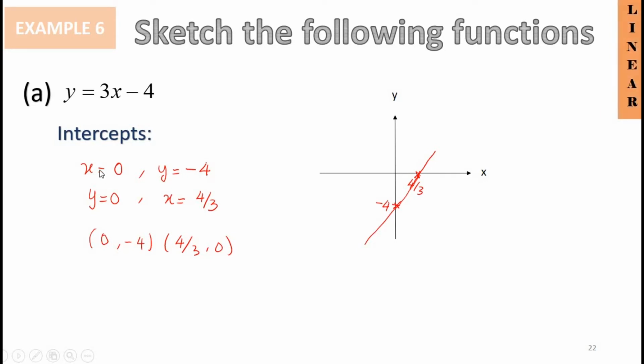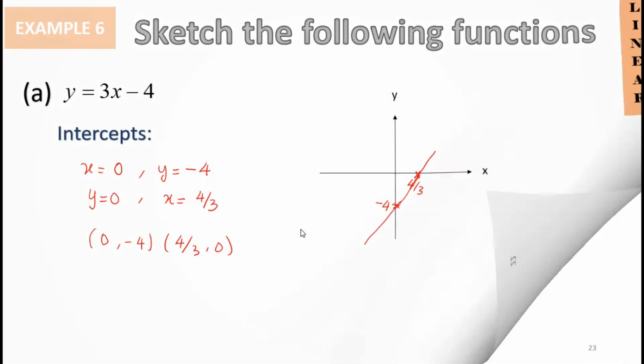When x is equal to 0, then I get y is equal to negative 4. So this is the y-intercept. When y is equal to 0, then I get x is equal to 4 over 3. So this is the x-intercept. Then you just plot onto the graph. So you get a straight line. So this is a linear function.